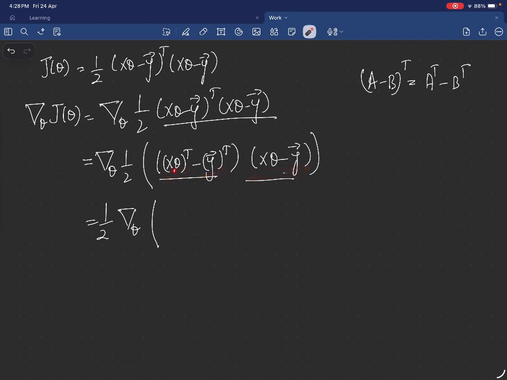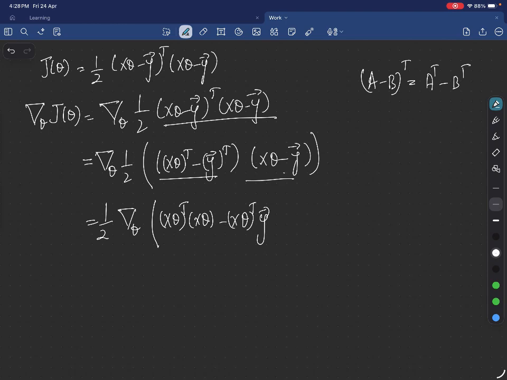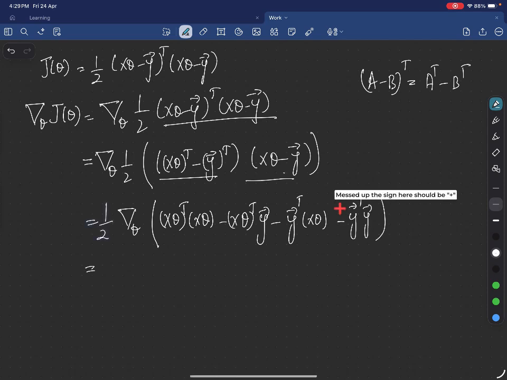First I'll multiply this with this and then this with this, and it will become (X theta) transpose X theta minus (X theta) transpose y. And now this with this and this with this will become y transpose X theta minus y transpose y. This will become half of del theta.